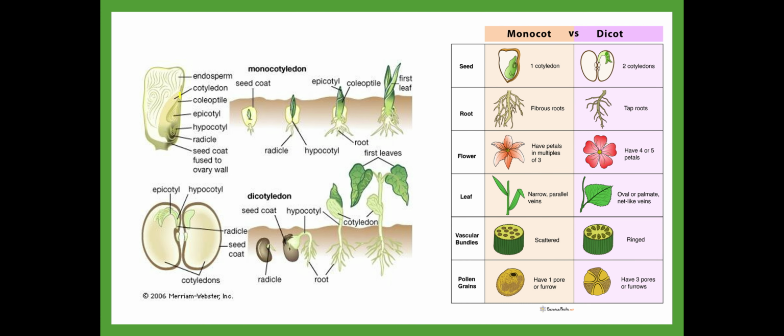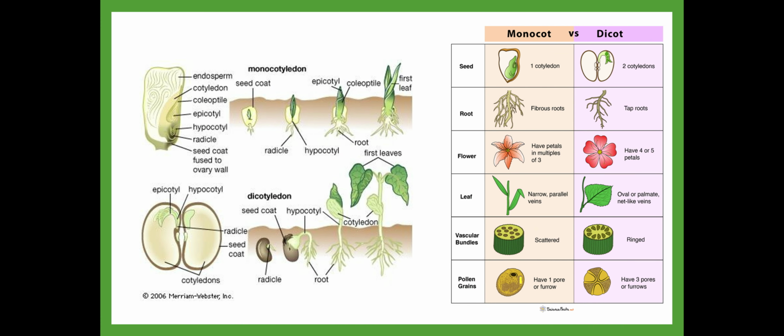And so an example of a monocot would be like corn, and so it has one little seed leaf. The roots are fibrous. If you were to count their flower parts, like the sepals and the petals, they'd be in multiples of 3. Their leaf veins are parallel. Think about a corn stalk or a corn husk. If you were to cut open the stem, their vascular bundles would be scattered, and their pollen grains only have one pore.